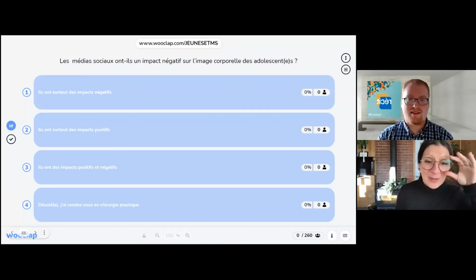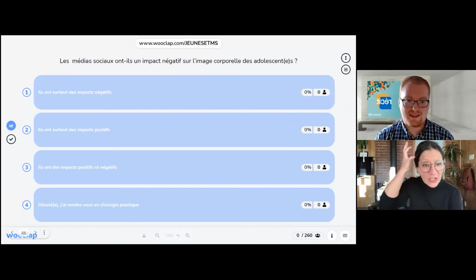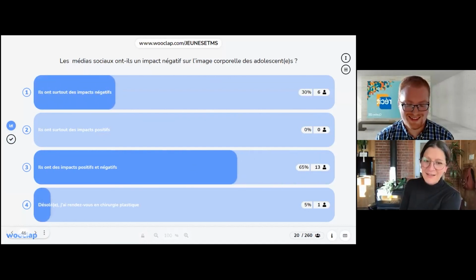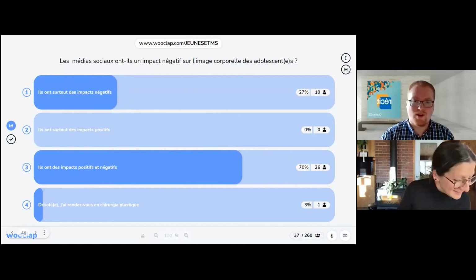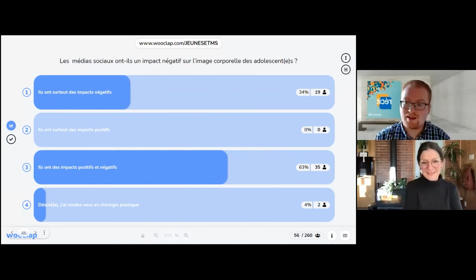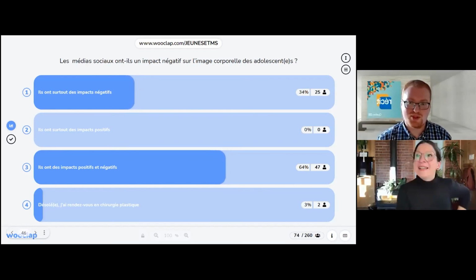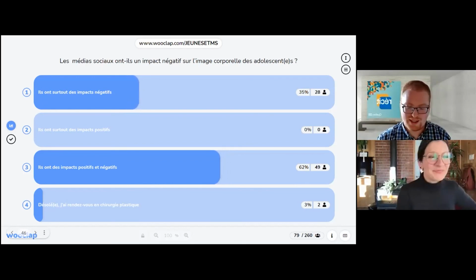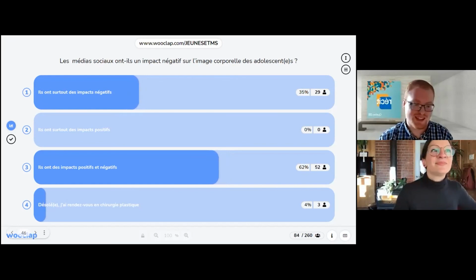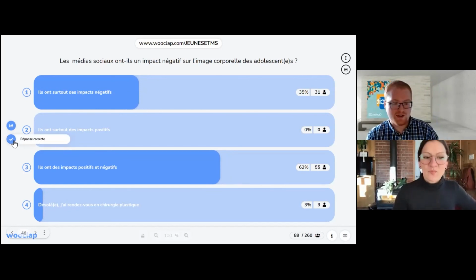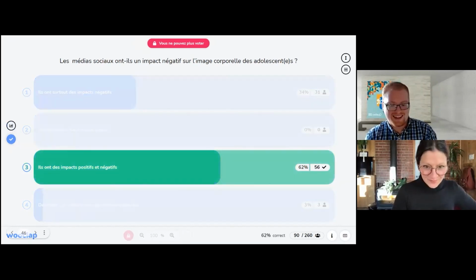And last question, do social media have a negative impact on the body image of teenagers? So we have positive, negative, small or big. We're going to leave about 30 seconds, but since time is running out, we'll have to cut it short. We only have 5 minutes left. So we're going to end right on time.